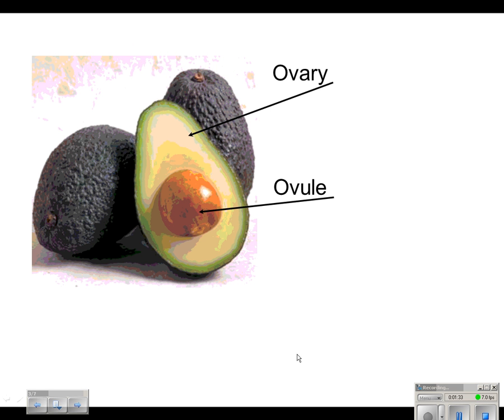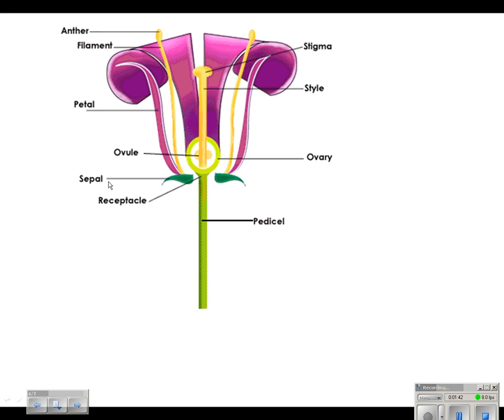If we look at the structure of a fruit, such as this avocado, the fruit is actually the ovary of the plant, and this seed is called the ovule. And the structure of the flower goes as follows. The stem is divided into the receptacle, which is basically where the ovary is located, which is this round structure, and the ovules, the seeds, are located inside, and the pedicle is this part of the stem here.